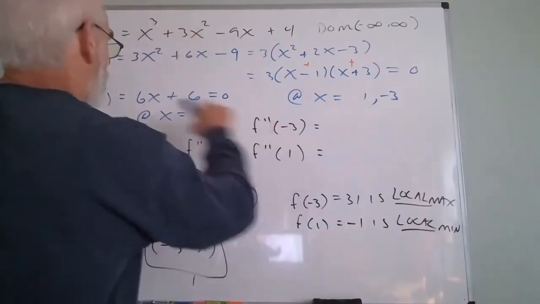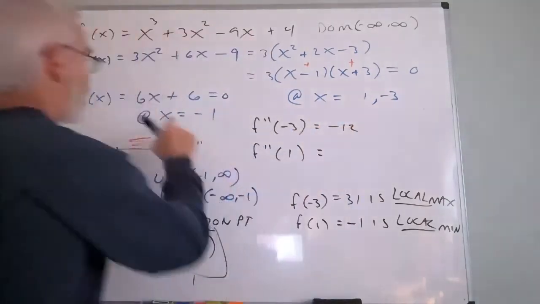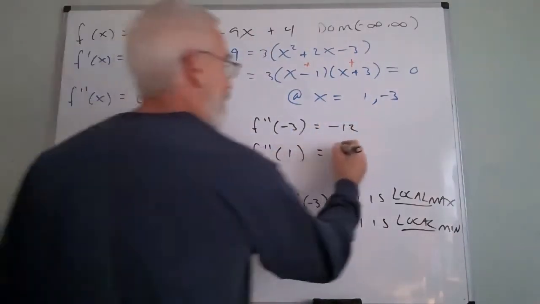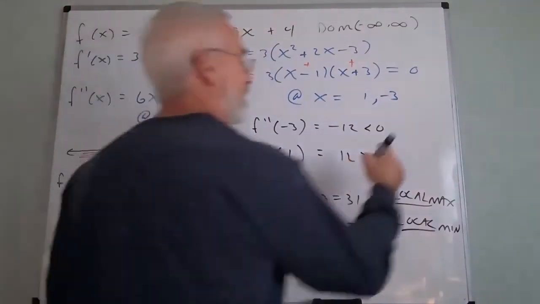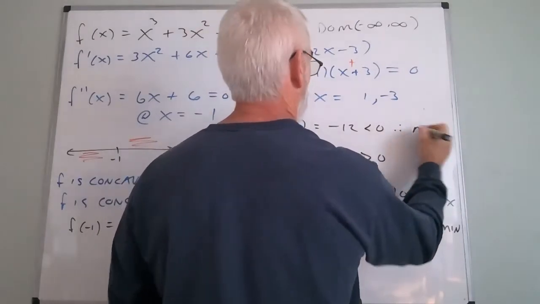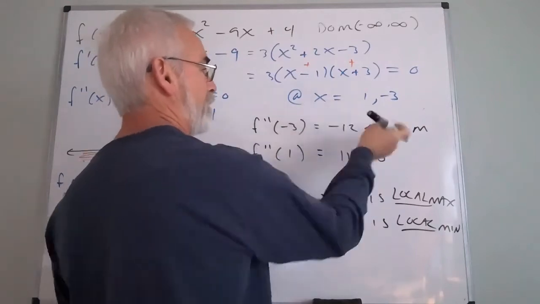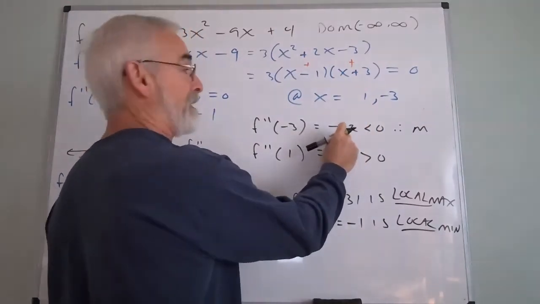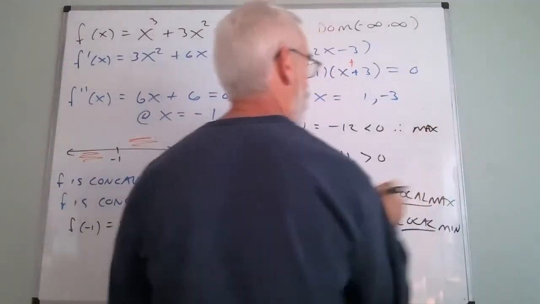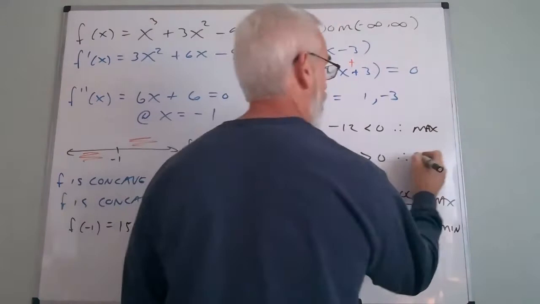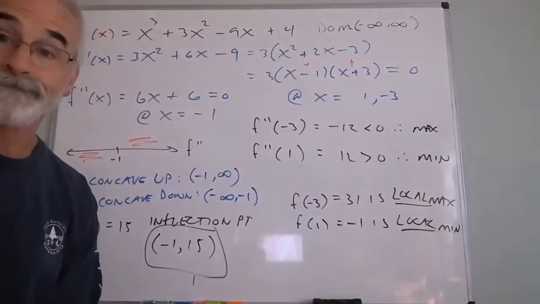So if I insert a -3 in here, I'll get -18 plus 6, that's -12. If I put a +1 in here, I get 6 plus 6, +12. That's the important part. So therefore, I'm concave down at my critical number because I got a negative second derivative. That means negative concavity. That means concave down. That means I have a maximum there. Here I'm concave up, so therefore I have a minimum, which absolutely agrees with what the first derivative test said.